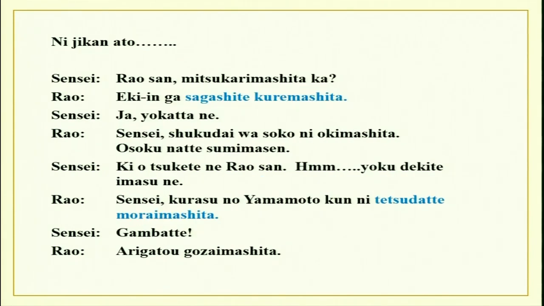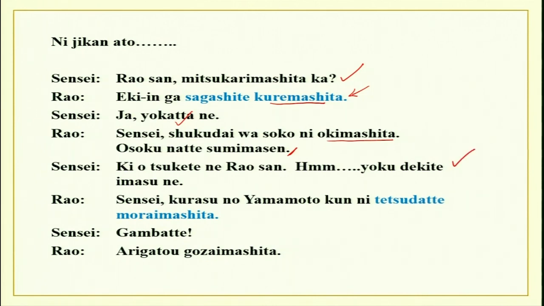Nijikan ato. Rao-san, mitsukarimashita ka? Could you find it? Ekiin ga sagashite kuremashita. He looked for it and gave it to me. Ja, yokatta desu ne. That's really good. Sensei, shukudai wa soko ni okimashita. I have put my shukudai over there. Osoku natte sumimasen. This is for giving the shukudai late. Ki o tsukete ne, Rao-san. And then he looks at the shukudai and says, yoku dekite masu ne. So you have done well.